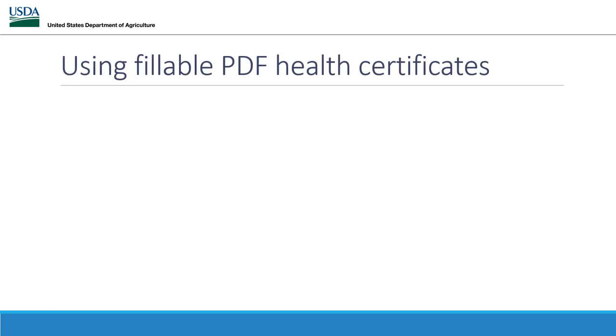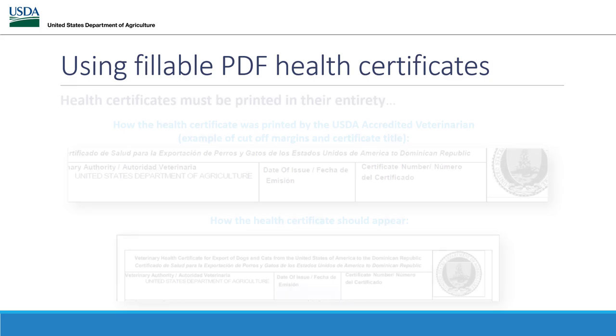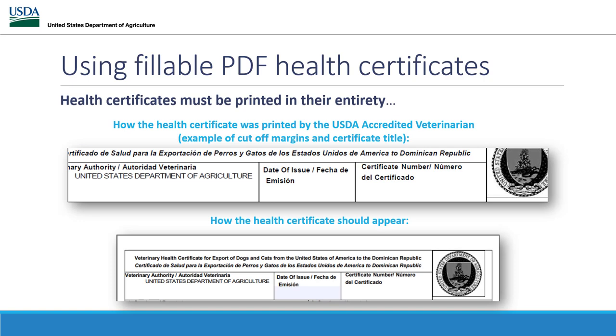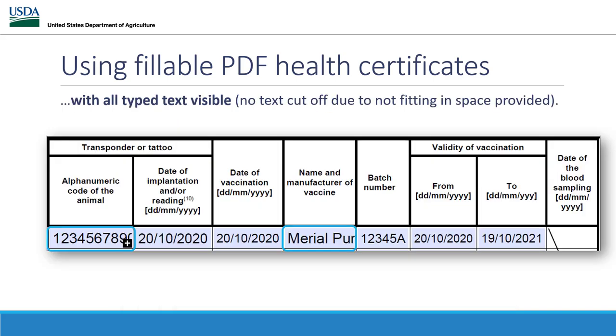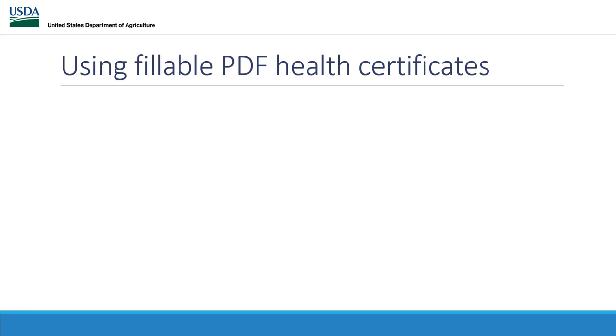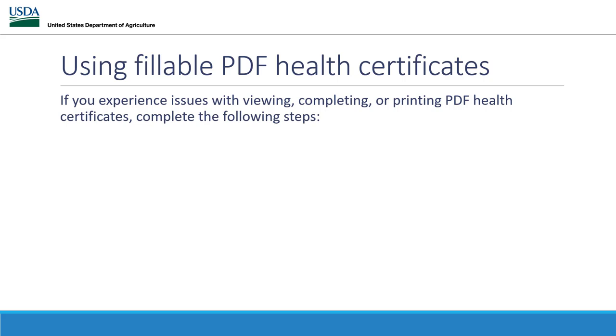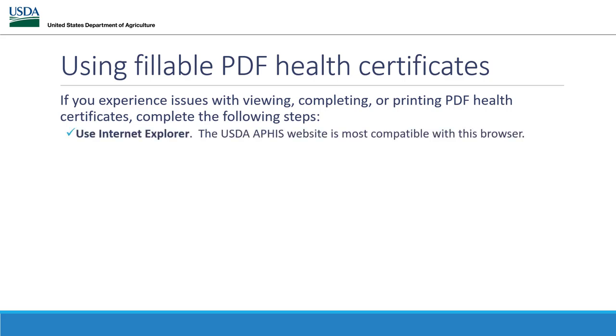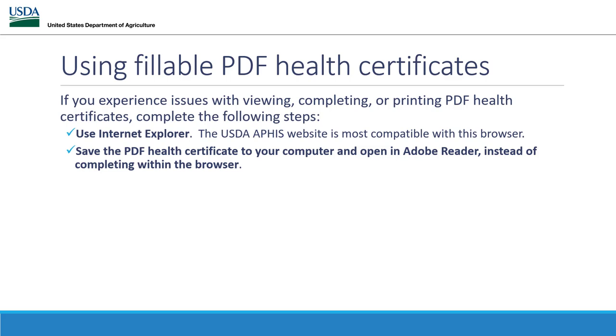The last information we want to impart to you when issuing health certificates is tips and tricks for successfully using PDF health certificates. When issuing paper health certificates you printed from the PTW or IREGS, the health certificates must be printed in their entirety. This means the margins and/or other portions of the health certificate cannot have been cut off during the printing, and any text you typed into a fillable field must be visible, unlike in these two examples. If you experience issues with viewing, completing, or printing PDF health certificates, complete the following steps. Use Internet Explorer. The USDA APHIS website is most compatible with this internet browser. Save the PDF health certificate to your computer and open it in Adobe Reader instead of completing it within the browser.